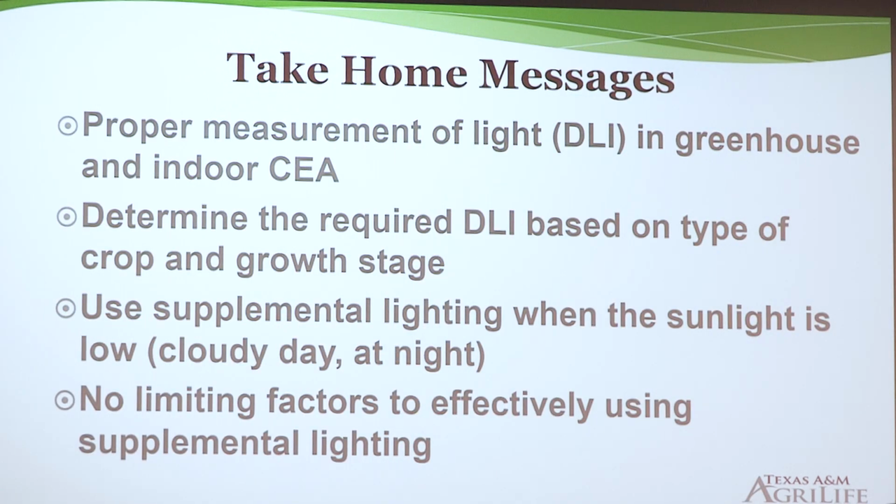So the take-home message I would like to say is that you have to properly measure your light level at bench level in your greenhouse if you want to increase your production, and you can determine the required daily light integral depending on the crop you are growing and also the growing stage. Younger plants at the early stage don't need higher levels, and you want to use supplemental lighting when the sunlight is low. When the sunlight is not low, then adding light would make no use. Also make sure there are no limiting factors, to effectively use supplemental light.